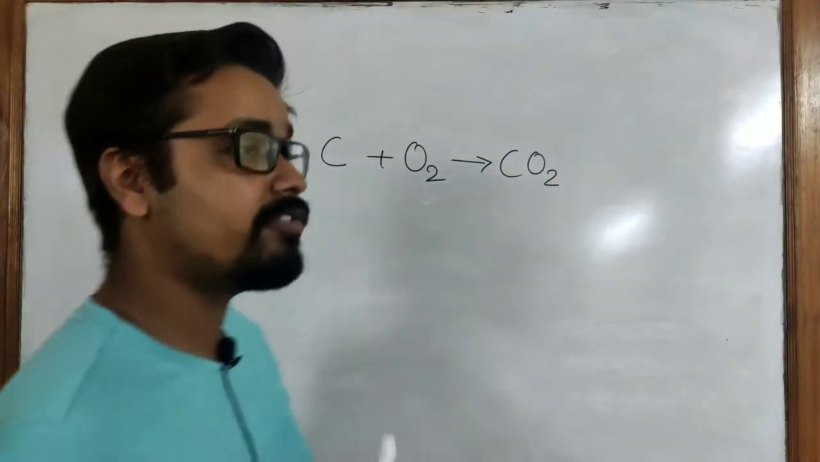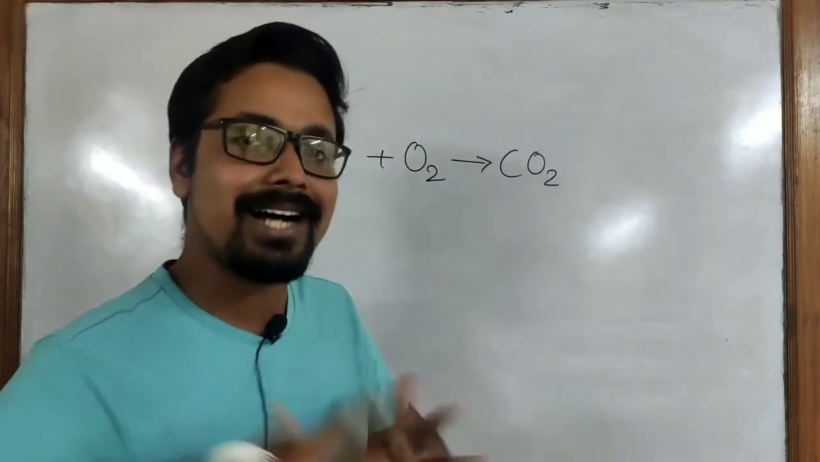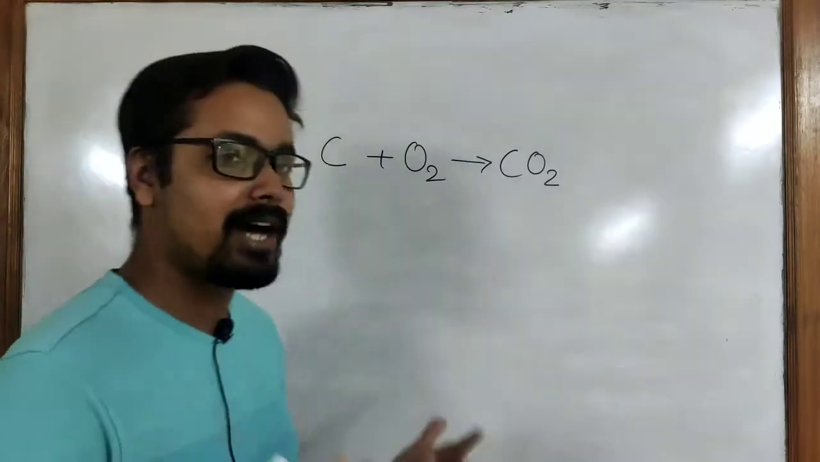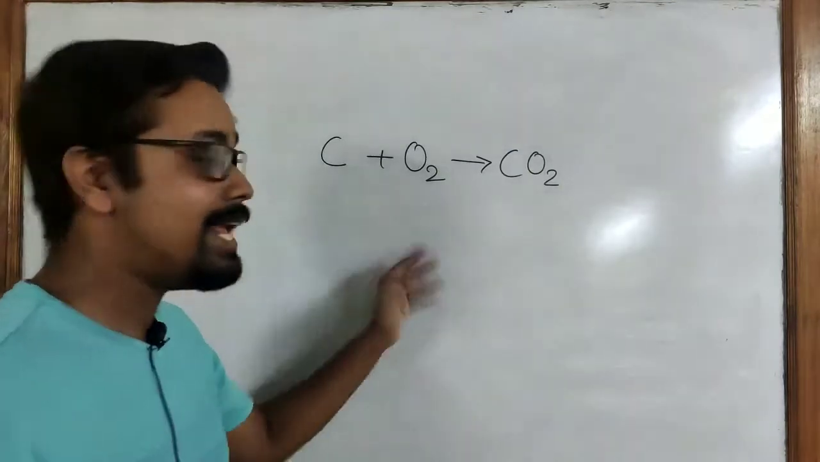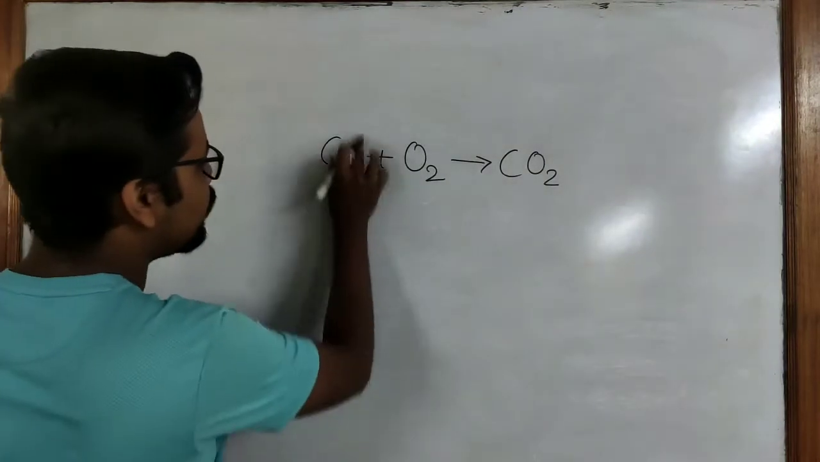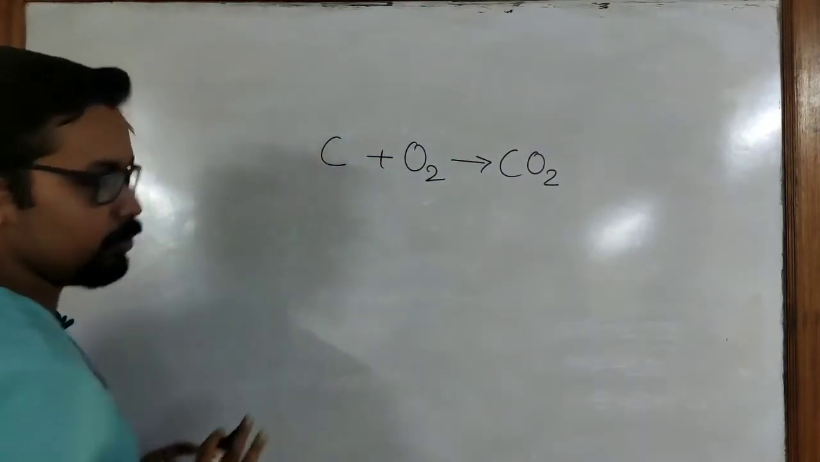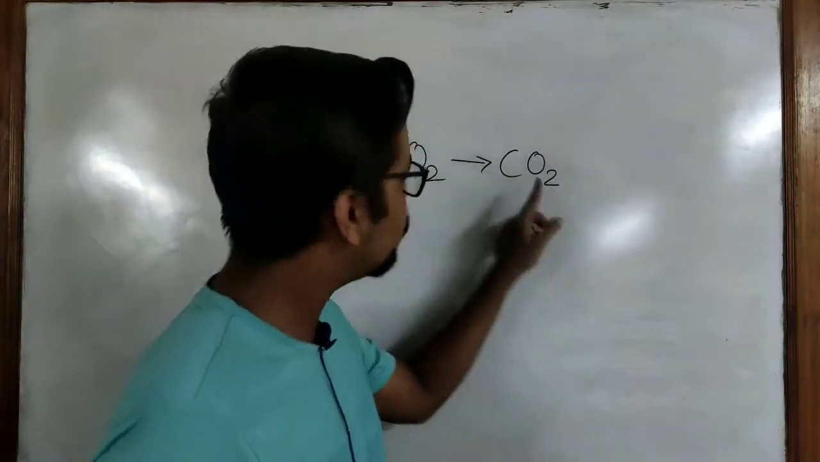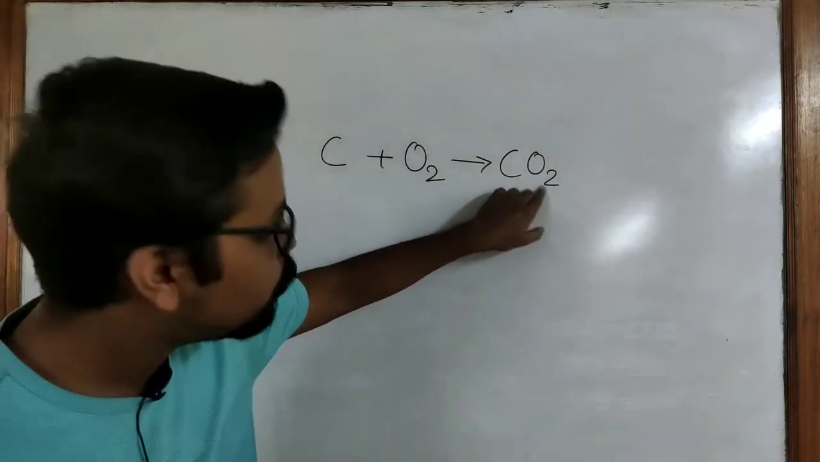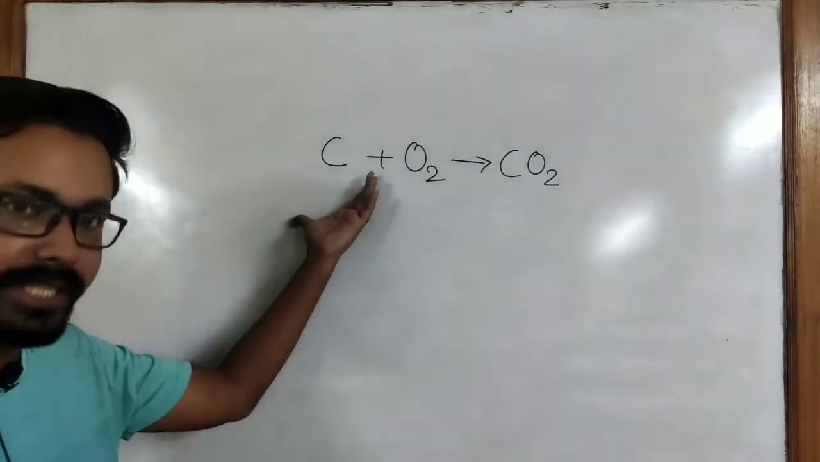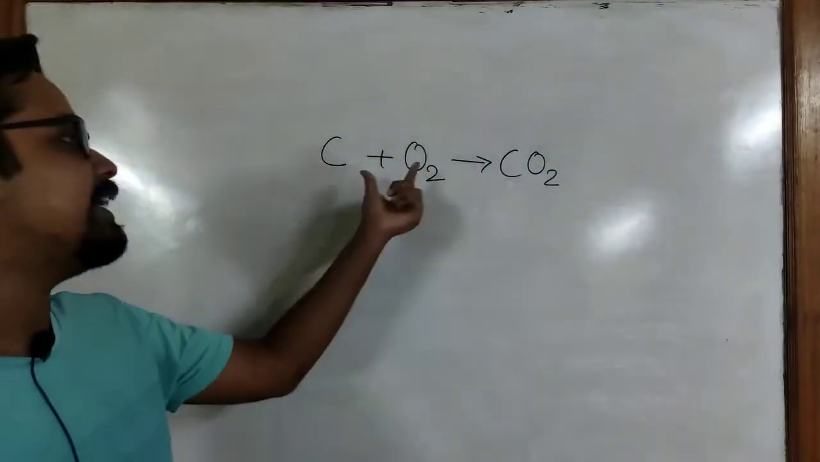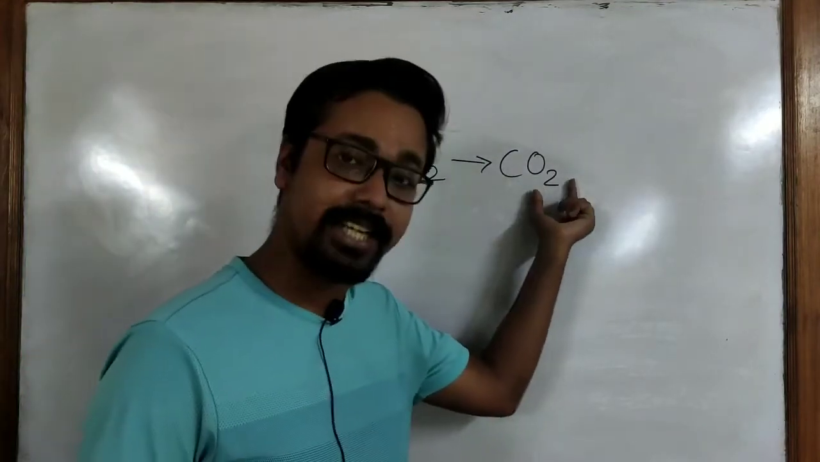What the law of conservation of mass states is that mass can never be created nor destroyed in a chemical reaction. What does this mean? It means that the mass of a particular element before the reaction and after the reaction will remain the same. Look here, in carbon there is only one atom of carbon. Here how many carbons are there? Only one. How many oxygen atoms are there? Two oxygen atoms. Here how many? Two oxygen atoms. So the number of carbon atoms before the reaction and after the reaction has remained the same. There is no change in the mass of carbon. Similarly, the number of oxygen atoms before the reaction and after the reaction has remained the same.